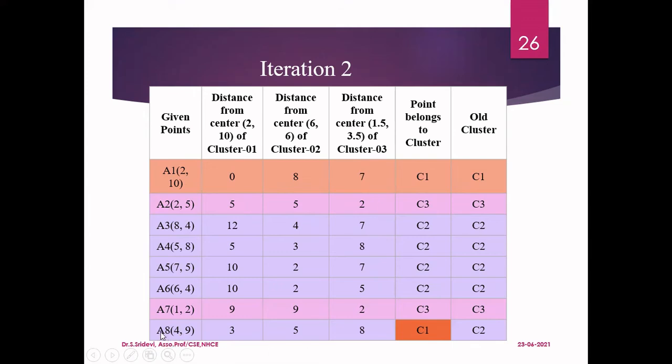The point number A8 is closer to the first cluster, C1. Okay, so if you update, you are getting C1. But previously, the point A8 is part of cluster 2. Now, what has happened? Once you update the centroid, the point is now in cluster 1.